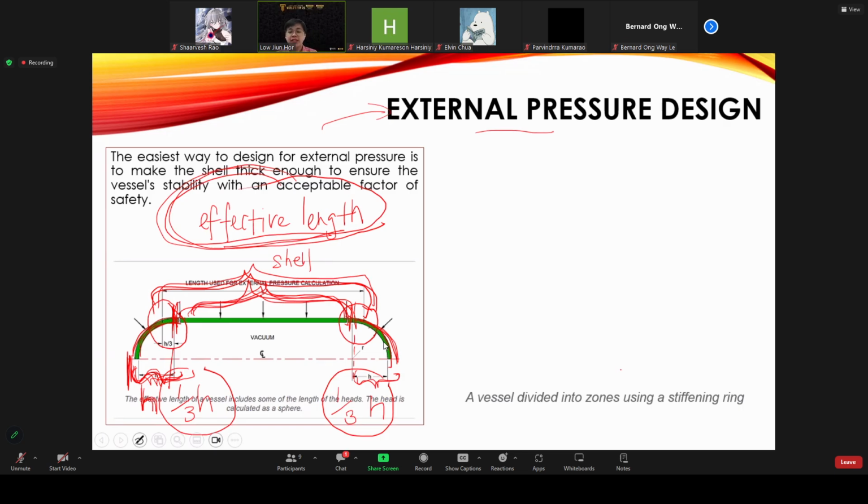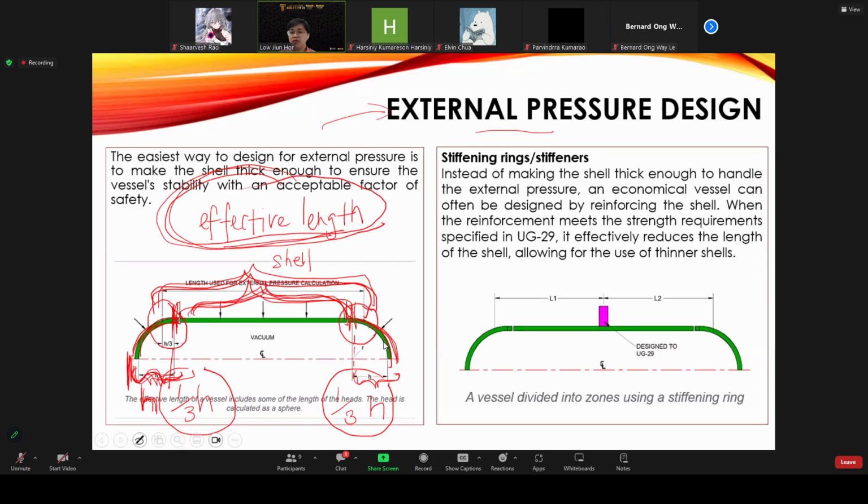But in case, let's say after you try to calculate, the thickness is actually very thick, okay? Because common sense, when you increase the thickness, you will significantly increase the cost, okay? So if suddenly you notice the thickness is too thick already, and you don't want to proceed with the thickness that you calculate based on the equation, then the alternative is we can try to install a stiffening ring, or it is also known as a stiffener, in order to increase the strength of the shell of the pressure vessel here in order to withstand the external pressure.